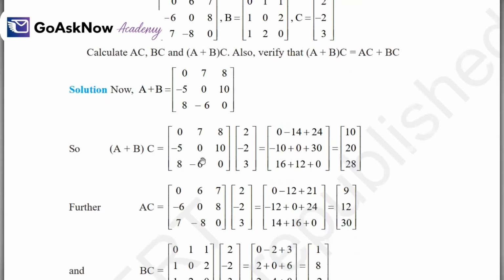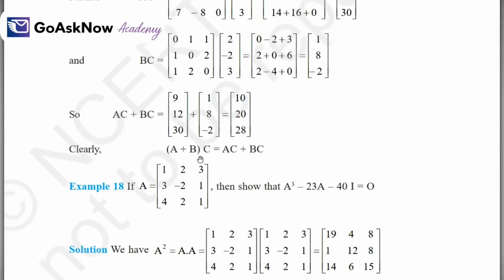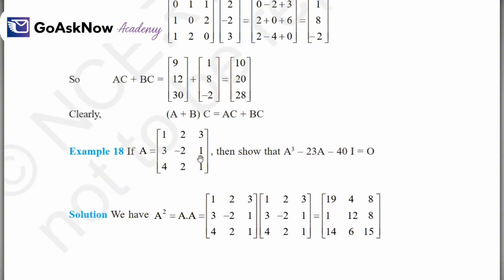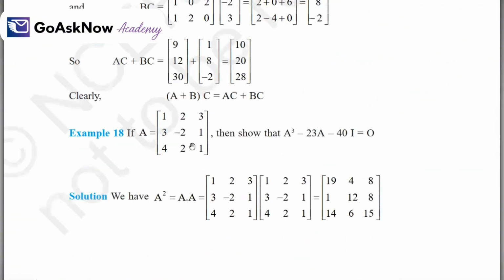Now, I hope that you can find out these things. So I will move to the next question and we will solve this. If A is equal to the matrix [1, 2, 3; 3, minus 2, 1; 1, 4, 2, 1], show that A cube minus 23A minus 40I equals 0. How to do this question? Just find out the value of A cube first. What you will do is multiply A with A, and you will get A square. So here they have done the multiplication.